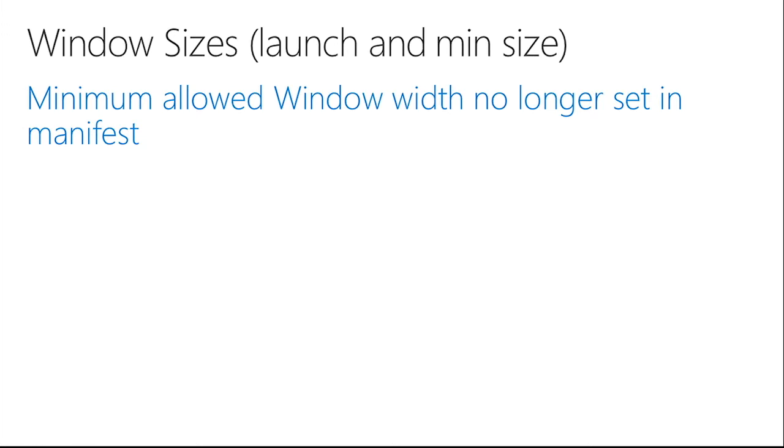A couple of other changes to bring to your attention. In the app manifest, you used to put an element that said if you wanted to allow the window size to be shrunk down. Even though it's immersive and kind of full screen, you could actually dock things side by side. So you used to put the minimum allowed size into the manifest. It's no longer in there.